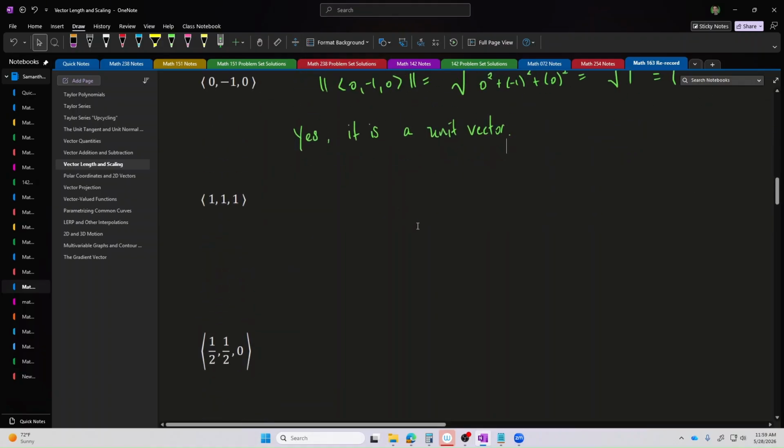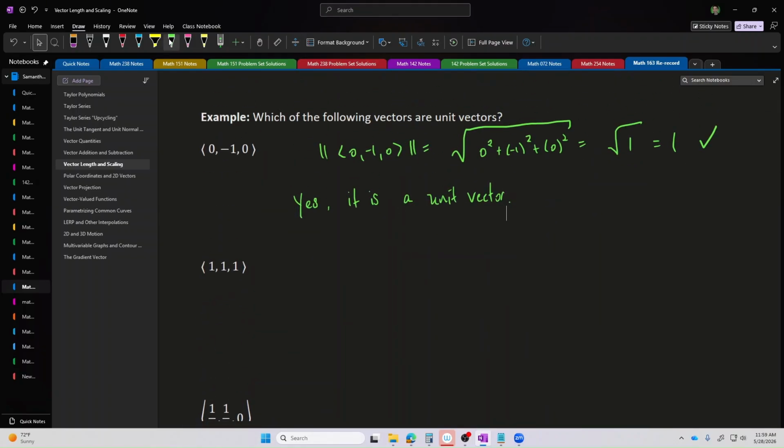What about this vector 1, 1, 1? Is this a unit vector or not? Again, we can always check this by calculating the length directly. If I calculate the length directly using the distance formula, I end up with the square root of 3, which is not equal to 1. And therefore, this vector is not a unit vector.